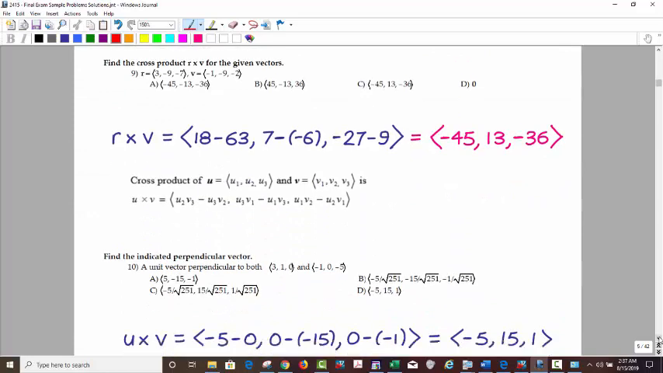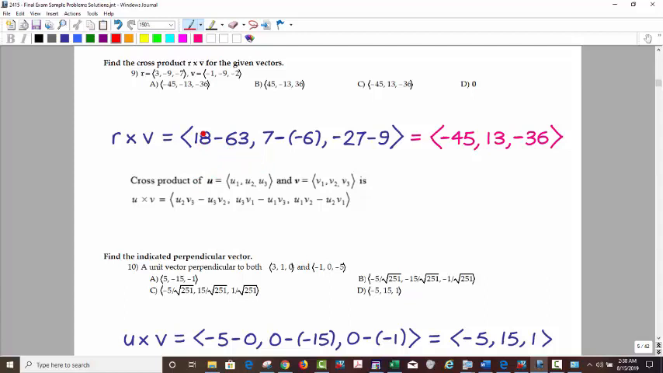Number 9, cross product. Just follow the formula straight out here. Okay, we have U and V, so I'll just treat U as being R here. So it'll be negative 9 times negative 2, which is 18. Negative 7 times negative 9, which is 63. So it's 18 minus 63.